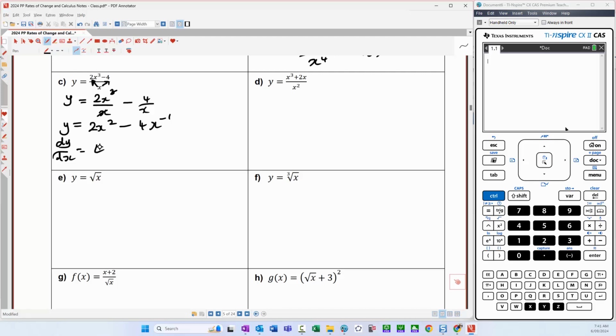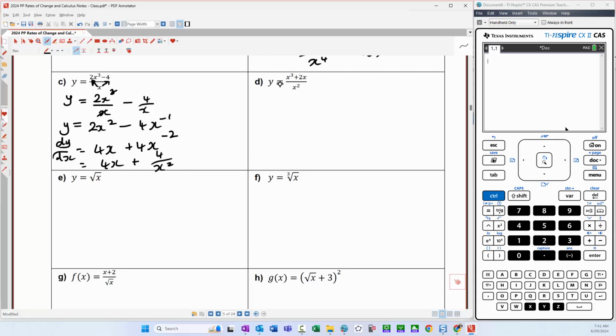2 times 2 is 4x. Now this is going to be negative 1 times negative 4 is positive 4x to the negative 2. Power goes down by 1. And again, we'll just clean up our derivative a bit: 4 over x squared.